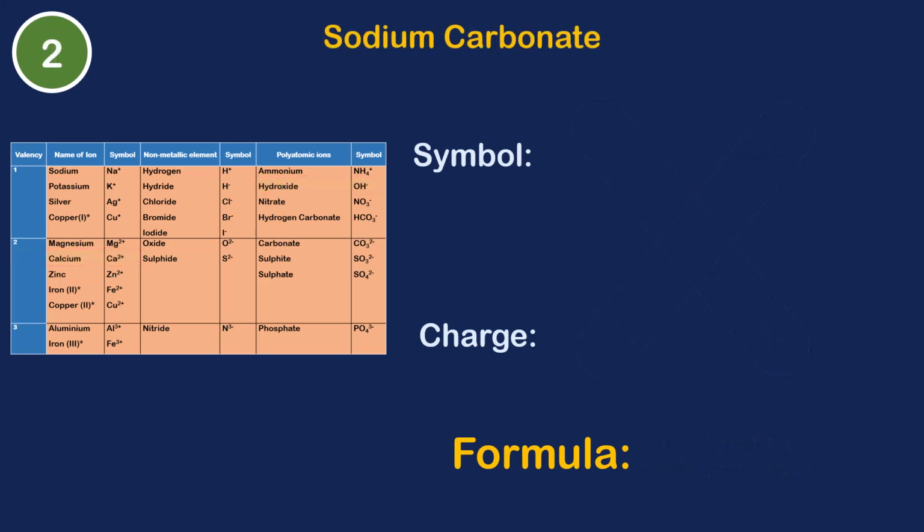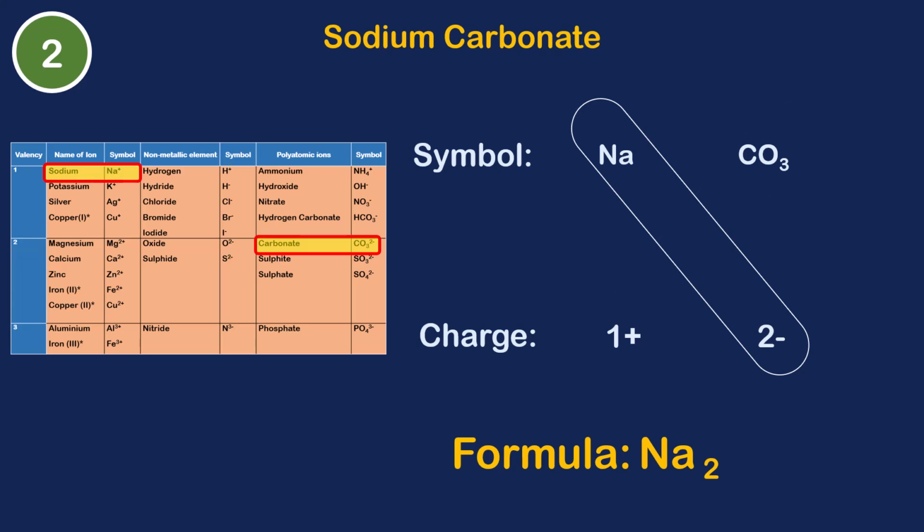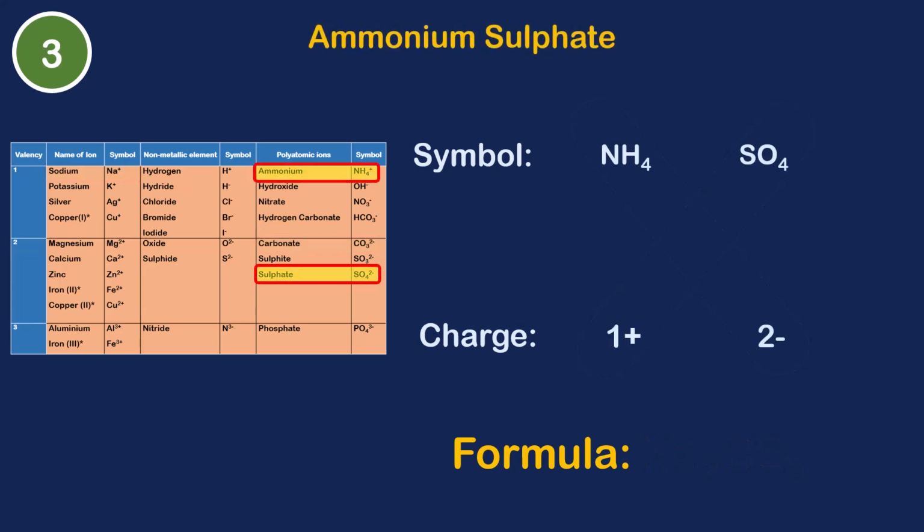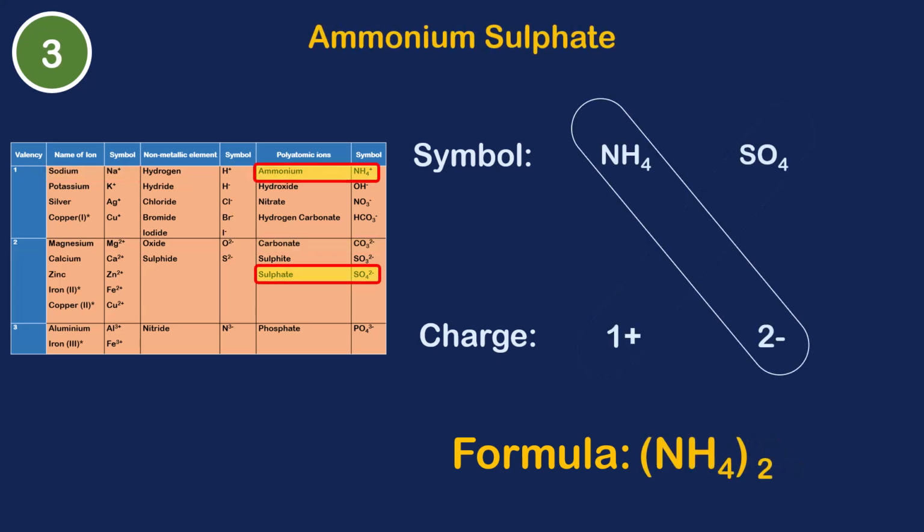Next, sodium carbonate. Sodium is Na with a single plus charge and carbonate is CO3 with 2 minus charge. To balance, we need 2 sodium ions and 1 CO3 ion. The formula is Na2CO3. Next example, ammonium sulfate. Cross the numbers again to get (NH4)2SO4.